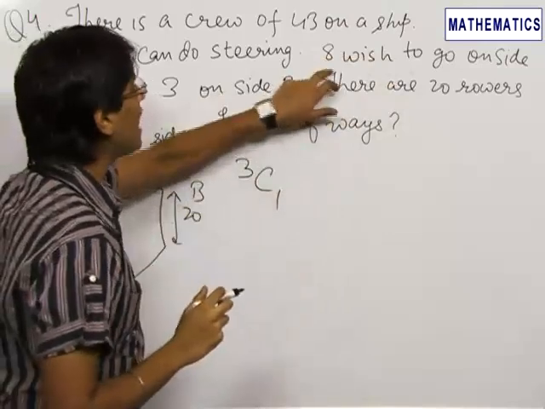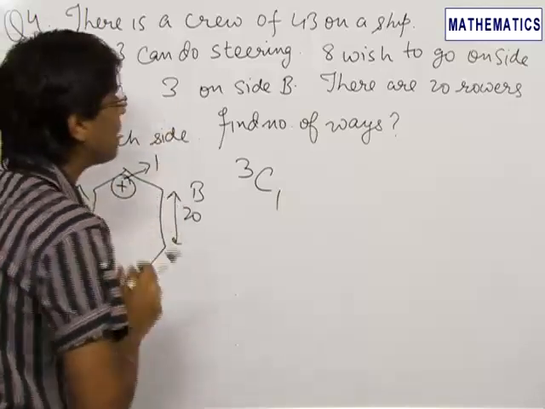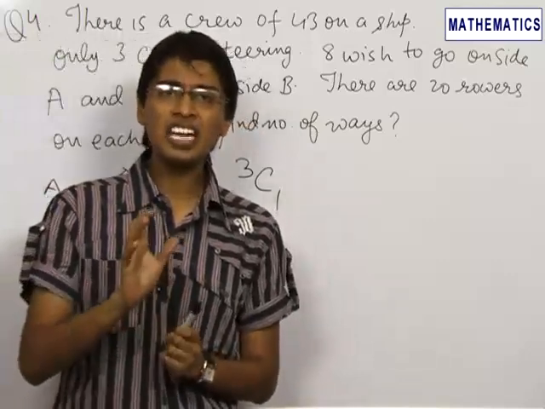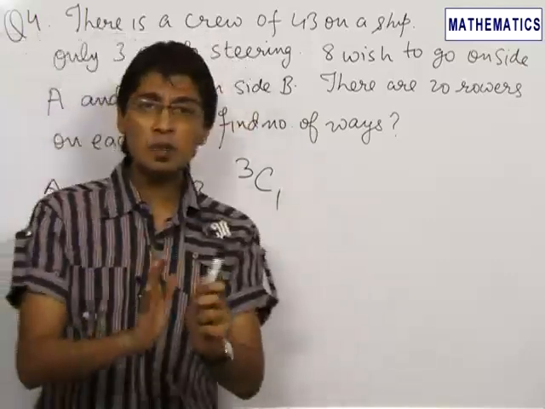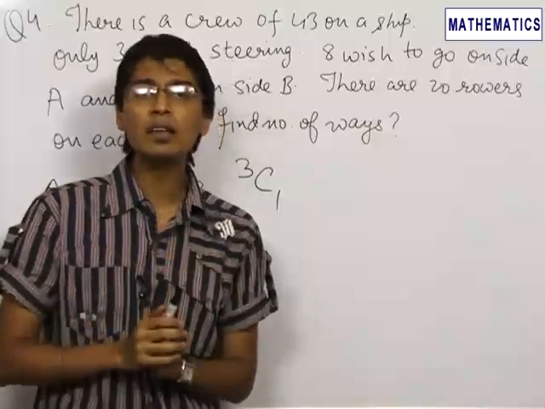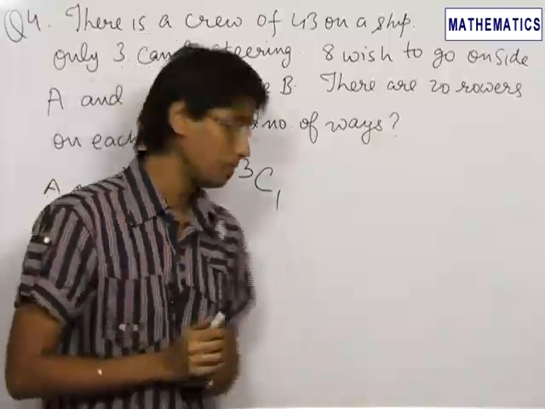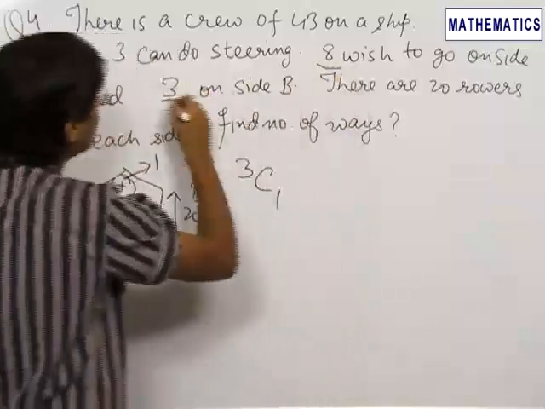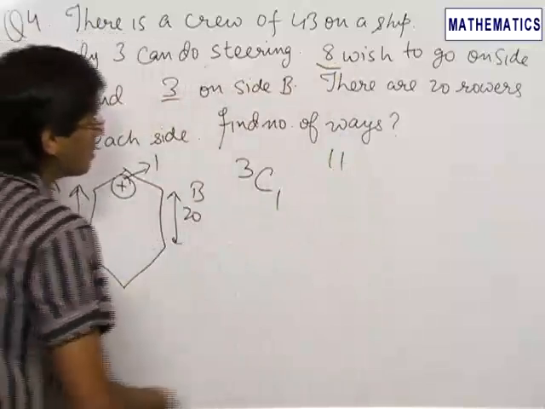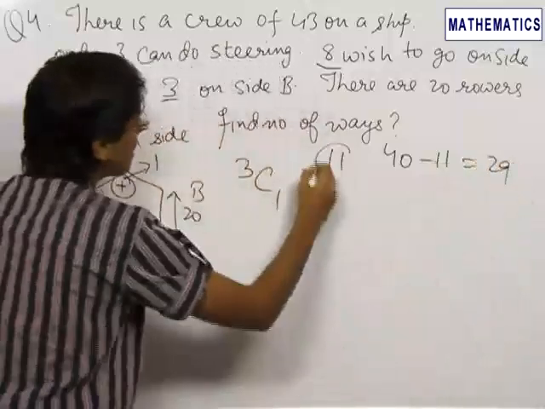Now 8 people wish to go on side A and 3 on side B. Therefore there is restriction of 8 people that they can go on only side A and 3 people that can go only on side B. And in these kind of questions in which we have restrictions, there is a technique. We remove all those people who are creating restrictions, and we do the selections for the remaining people, and then we try to do the selection for the people on which restriction was done. So there are 8 and 3, that is 11 people out of the remaining 40 on which there are restrictions. So we try to arrange the remaining 29 people, and then we'll care about these 11.